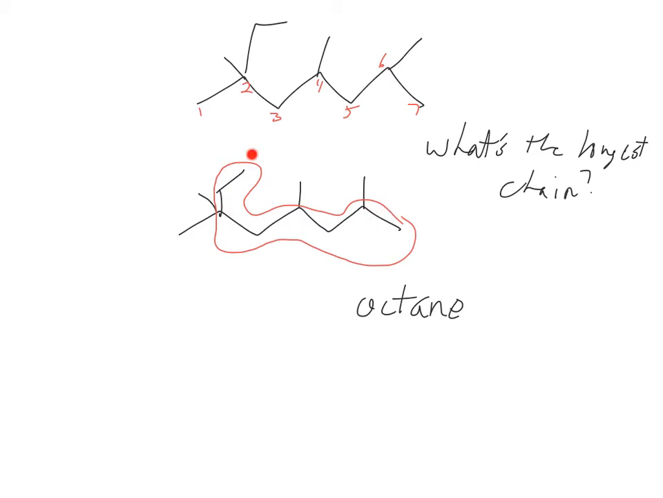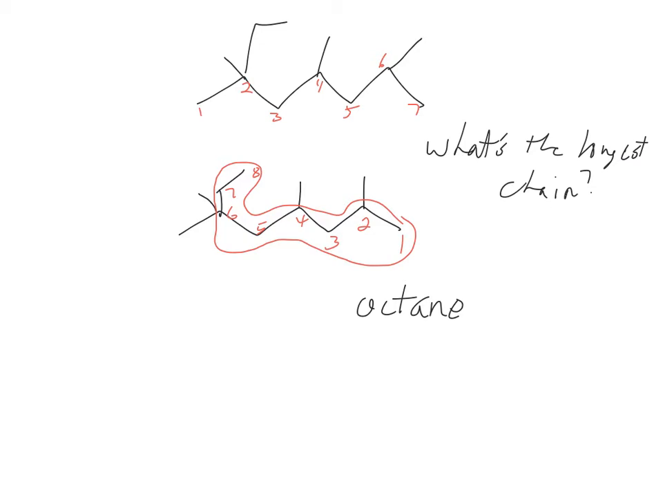1, 2, 1, 2, 3. So we have to go this way actually. It's not about the lowest number on average, it's what's the lowest number you can get first. If I go 1, 2, 3, 4, 5, 6, 7, 8, my first substituent would be a number 2. If I numbered this way, it'd be 1, 2, 3. So 2 is less than 3. The lowest one you could possibly get is 2.